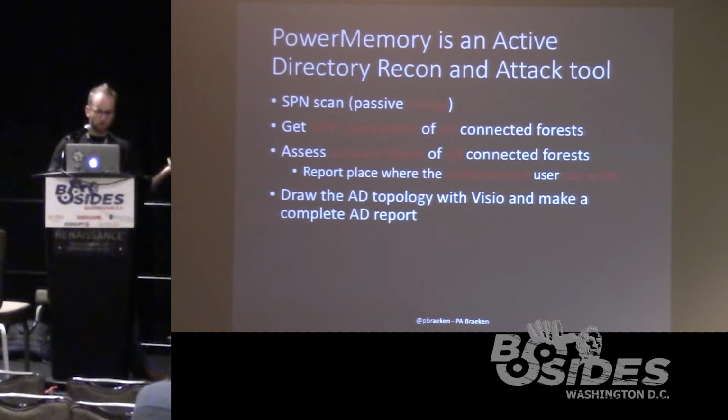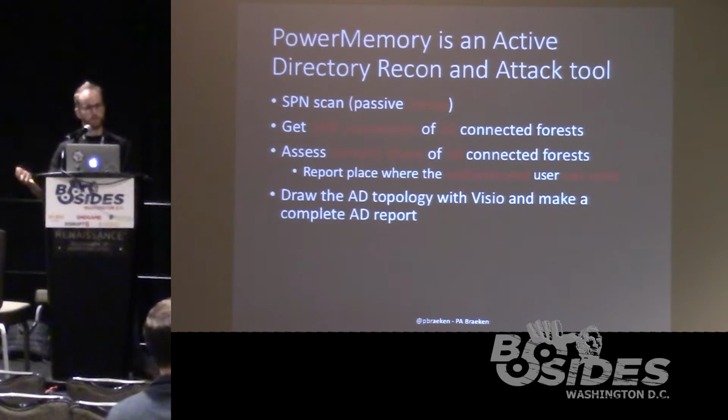You can get GPP passwords for all connected forests. This tool will detect all the forests and connected forests, and will try to retrieve all the GPP passwords of all the domains and forests connected. You can also assess the server shares of all connected forests, looking for shares accessible to an authenticated user, because it's often the case in a domain. When it's not very well configured, you will have this kind of behavior on the network. You can assess that, and you can draw the AD topology like in Visio, just for fun.